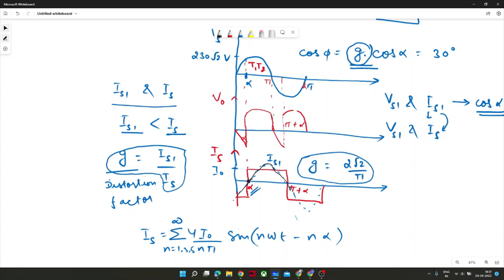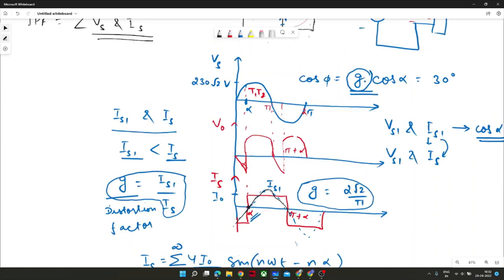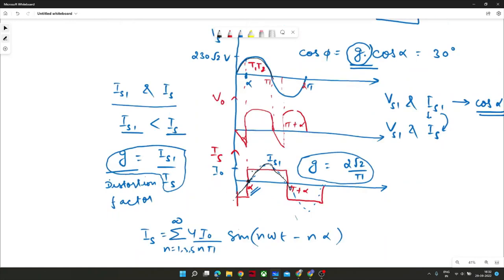Agree? So Vs is sinusoidal, so all the components of Vs are anyway fundamental. There would not be any other harmonic component in Vs. So Vs is Vs1, Is1 is shifted by alpha. So the angle between Vs and Is1 is alpha, giving cos alpha. So that is the fundamental component power factor. Fine.